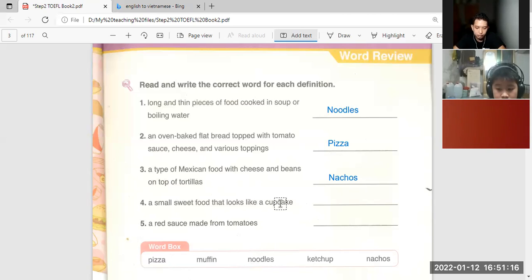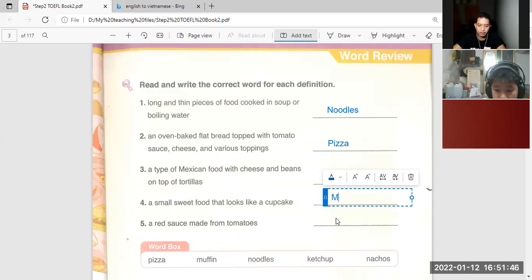All right, next. Le, number four. A small sweet food. Read first, a small sweet food. Muffins. Okay, can you read it? No, you have to read first. Number four, a small sweet food that looks like a cupcake. Okay, what is it? Muffin. Okay, can you say muffin? Muffin. All right. Next, number five, Nguyen.